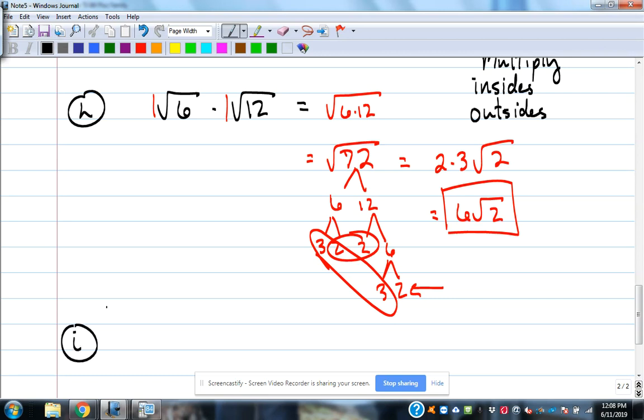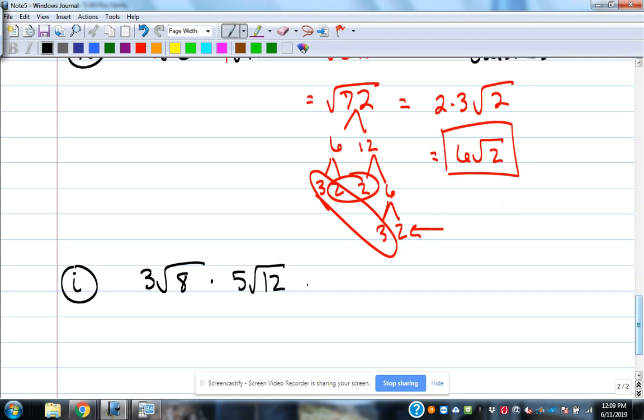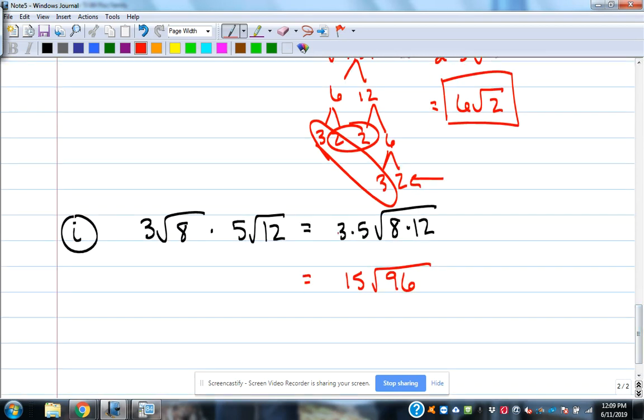If there are numbers on the outside, maybe 3 square root of 8 times 5 square root of 12. But remember, outside times outside, inside times inside. So 3 times 5 on the outside, 8 times 12 on the inside. Just multiply it like that. 15, then 8 times 12, is that 96? And then simplify the 96.